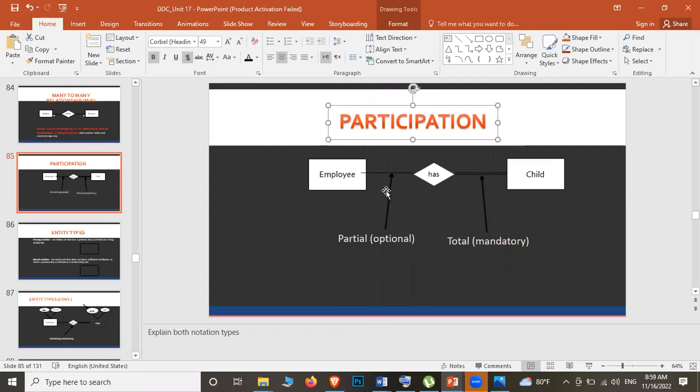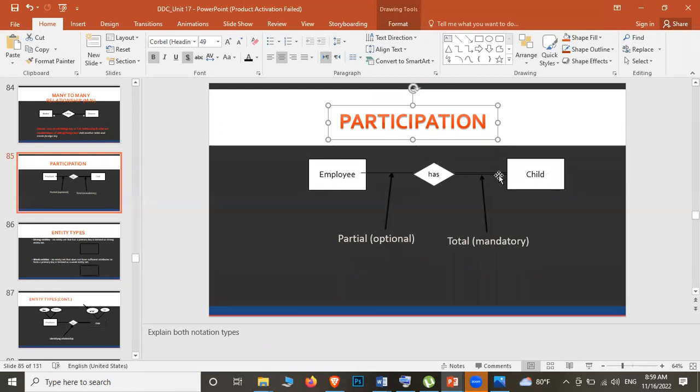So for an employee, usually we don't get their personal details, like how many children you have. But in some cases it might be needed. In some companies they might get their family details as well. Then an employee may or may not have children, right? Or an employee might not be married. So it depends.